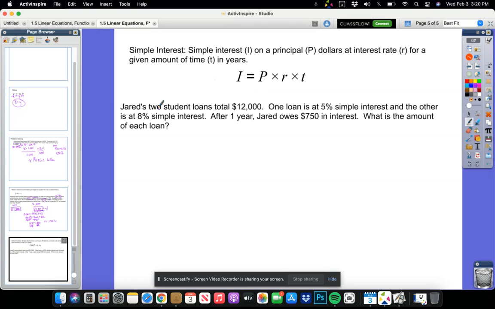Now, Jared here has 2 loans that total $12,000. One loan is 5%. The other loan is 8%. They're both in there for 1 year. Now, it tells you how much interest you made in both of them.